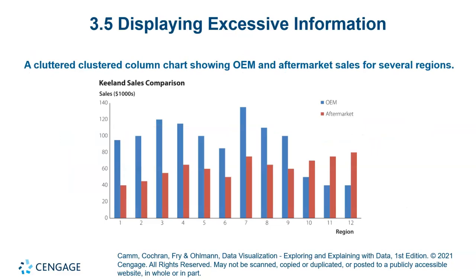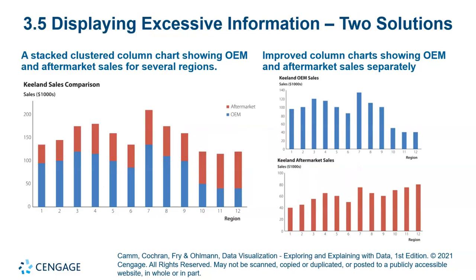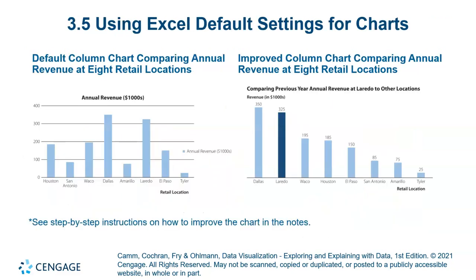Excessive information: sometimes you display excessive information, so try not to have excessive information. On the right hand side we have separated the data for the blue and the red, and now the cognitive load is less over here. Similarly, using Excel default settings for charts: this is an approved column chart comparing annual revenue of the 8 retail locations.